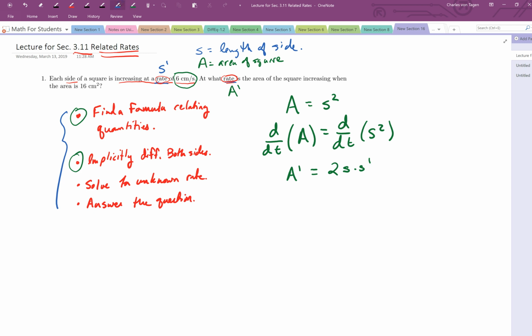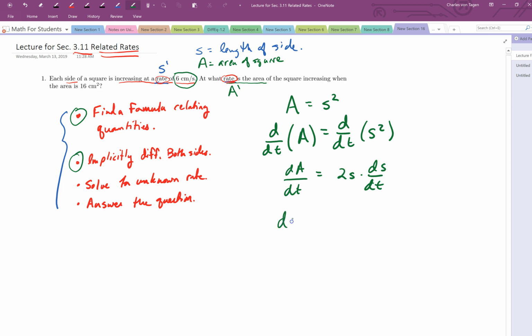Let's just emphasize that this is with respect to time, so let's go ahead and say that's dA dt is equal to 2s times ds dt. Okay. You might find it helpful to use the Leibniz notation on these problems. So in this case, what are we trying to find? Well, the question says at what rate is the area of the square increasing? So we want to know what dA dt is. Well, luckily we do know that.